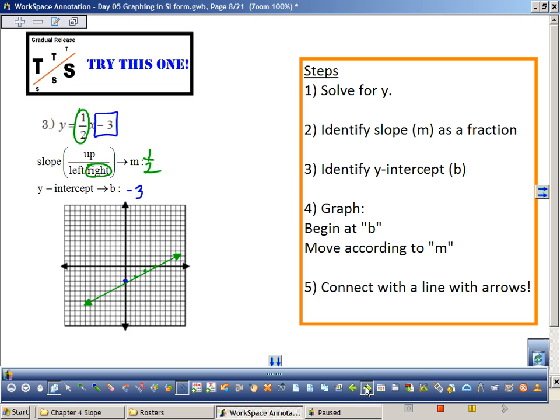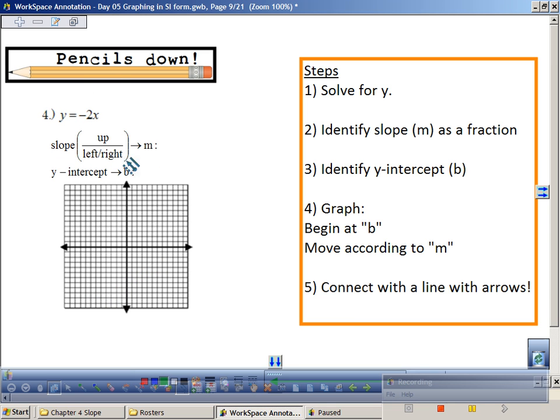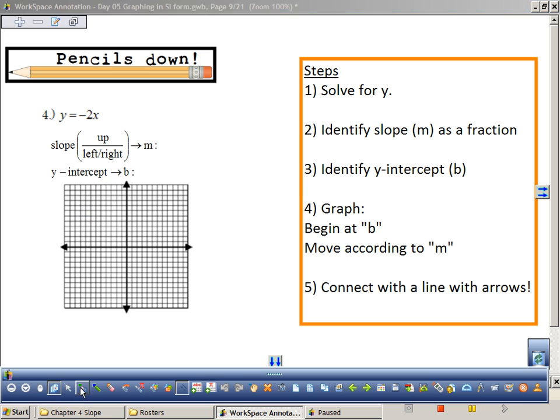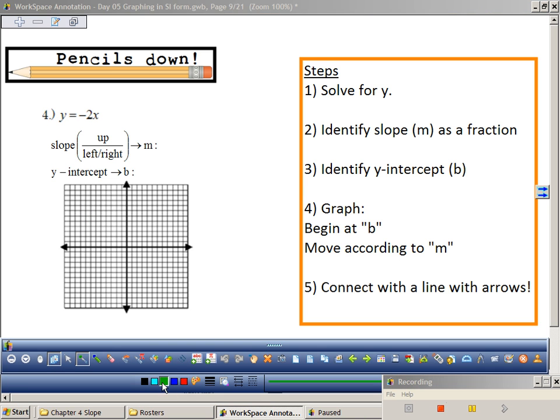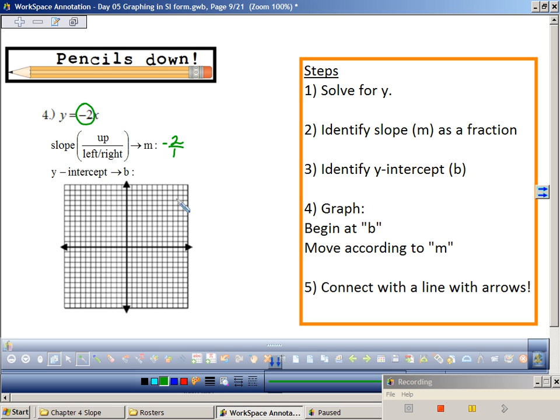Good, let's move on. All right, stop this one. Pencils down, pay attention. I'm going to circle my slope. My slope is negative 2. I'm going to write negative 2 over 1.